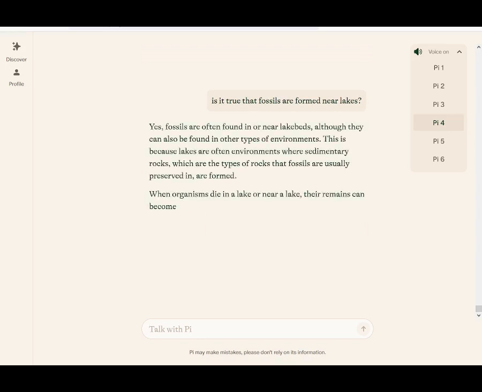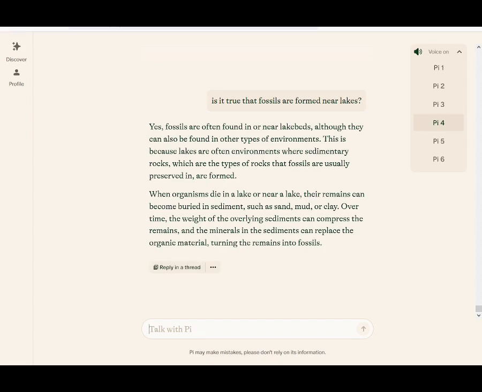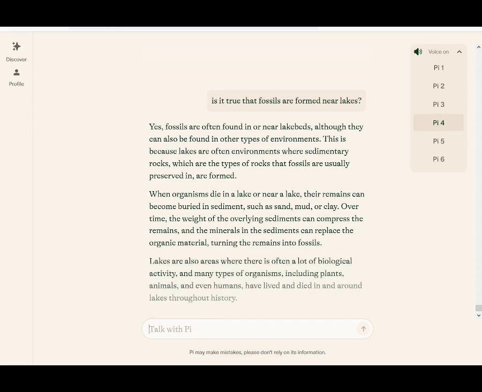Yes, fossils are often found in or near lake beds, although they can also be found in other types of environments. This is because lakes are often environments where sedimentary rocks, which are the types of rocks that fossils are usually preserved in, are formed. When organisms die in a lake or near a lake, their remains can become buried in sediment such as sand, mud, or clay. Over time, the weight of the overlying sediments can compress the remains, and the minerals in the sediments can replace the organic material, turning the remains into fossils.